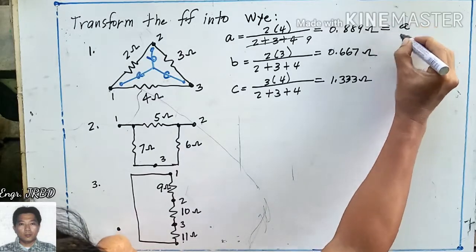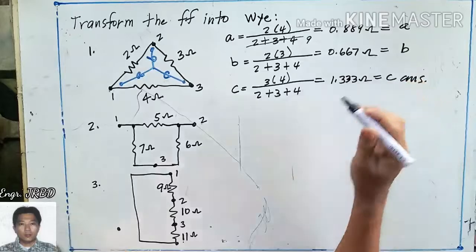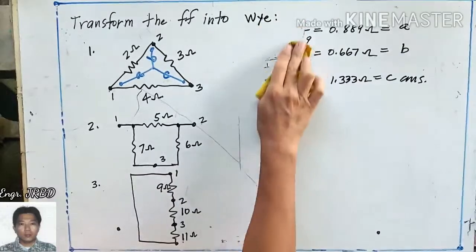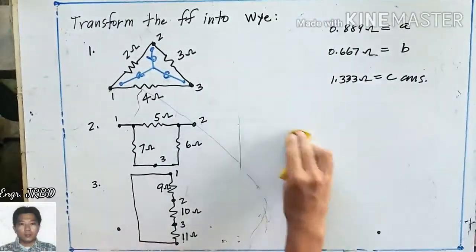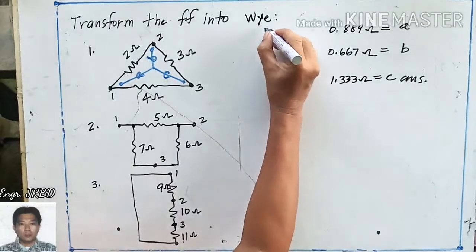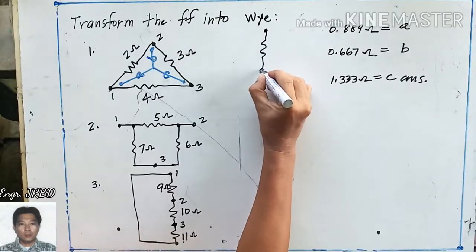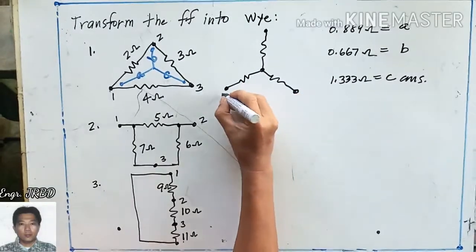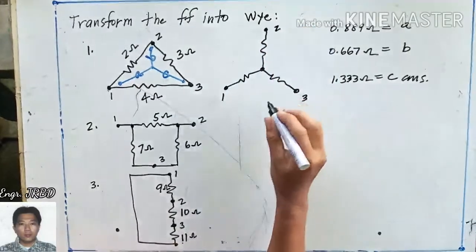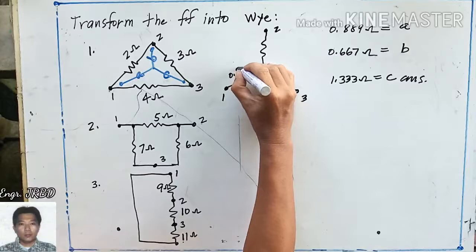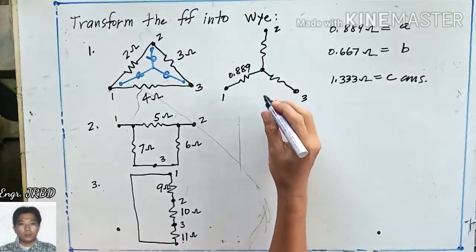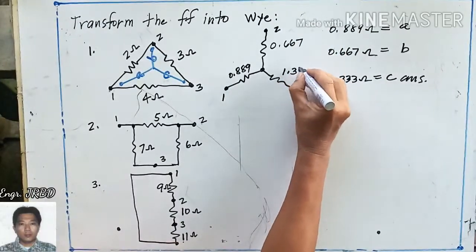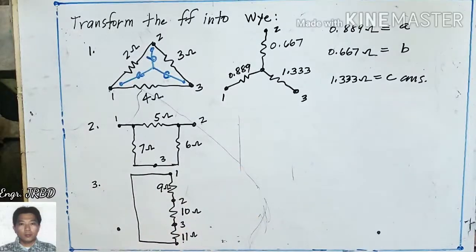This is your A, that is your B, we have there your C. Okay, we will try to draw the equivalent Y. It should look like this. That is 1, 2, and 3. Your A, that is 0.889. Your B is 0.667. Your C is 1.333. Okay?